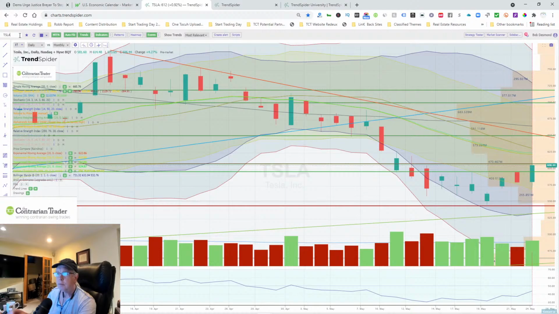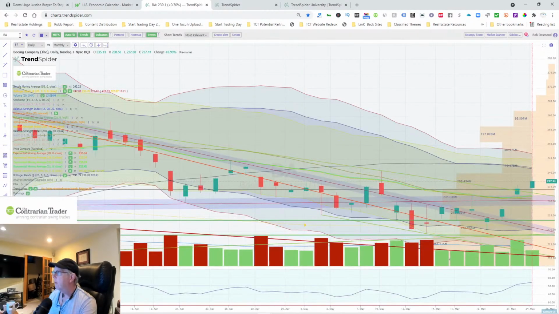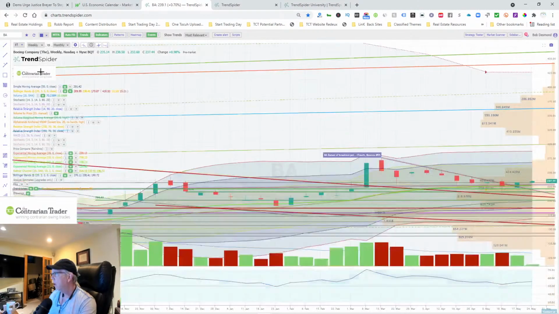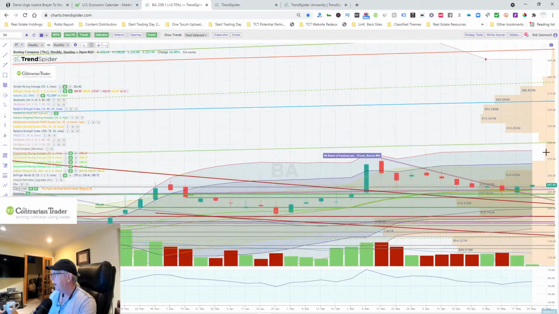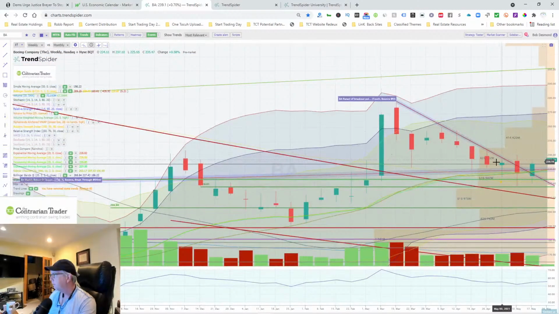Boeing. Boeing went over this weekend, or this past weekend, as a potential long weekly time frame. So far this week, we have a new weekly high after flashing a bullish reversal bar last week. Good stuff.